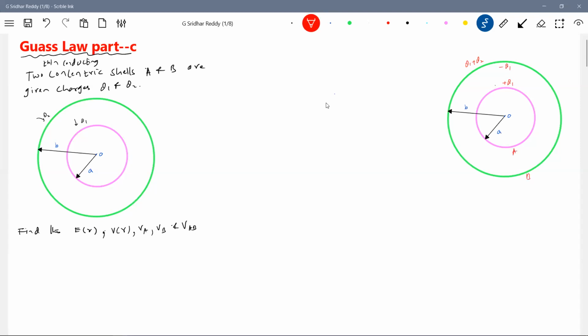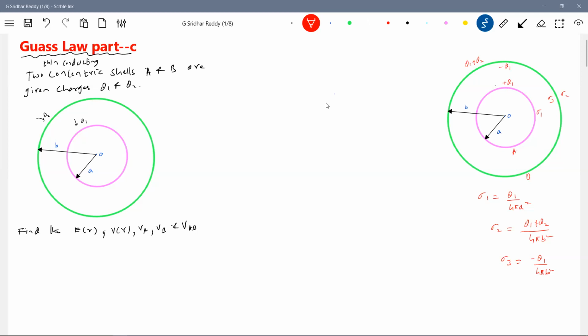Okay, we'll start like this. What is the surface charge density here? I'll call it sigma 1. What is the surface charge density here? I'll call it sigma 2. Let this be sigma 3. Can we calculate sigma 1? Sigma 1 should be equal to Q1 by 4 pi A square. What is the surface charge density of the outer shell? Q1 plus Q2 by 4 pi B square. What is the surface charge density of the inner surface of shell B? Sigma 3 equals minus Q1 by 4 pi B square. Agreed? So these will be the charges.